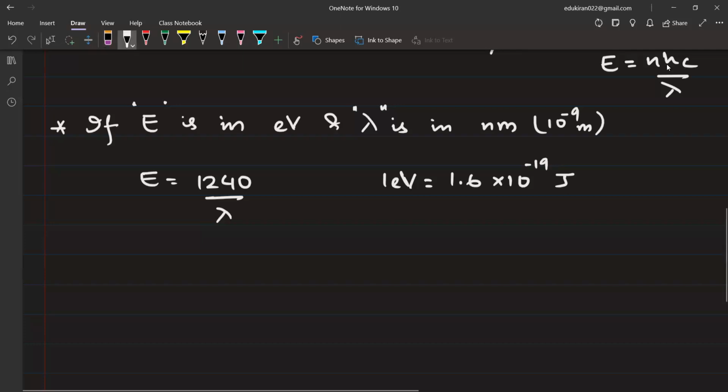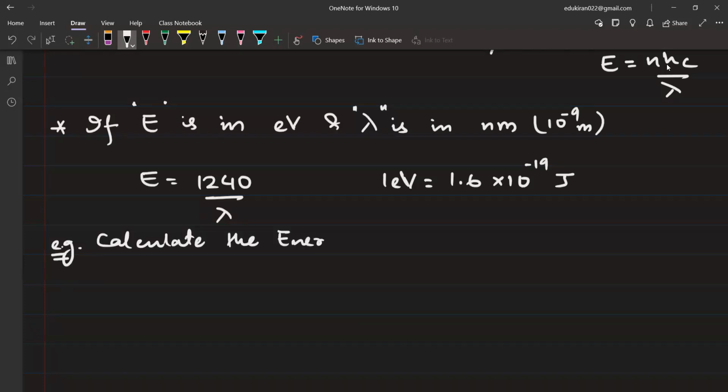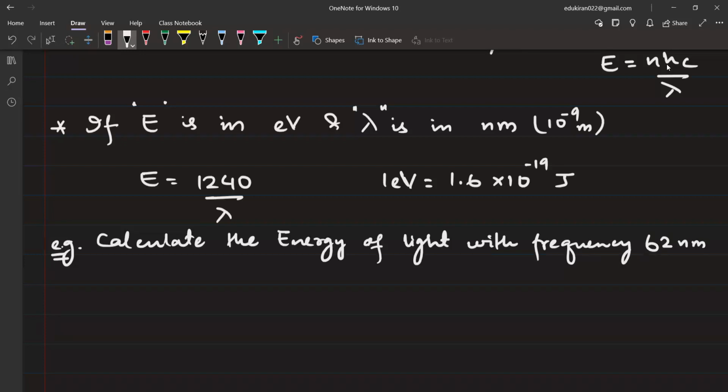For example, let us suppose you have a question: calculate the energy of light with wavelength 62 nanometers. Since this is in nanometers, I can use this formula, calculate the energy in electron volts, then I can convert it to joules. Please see what we are going to do.